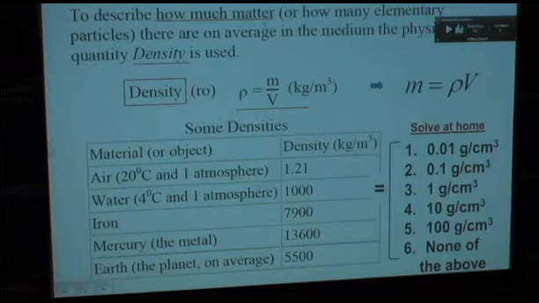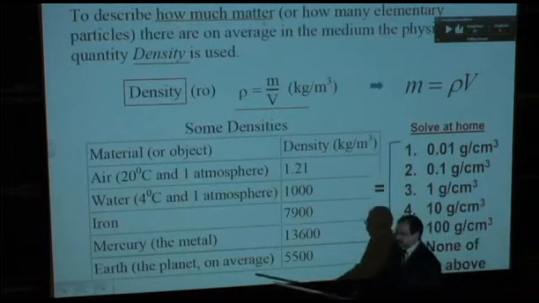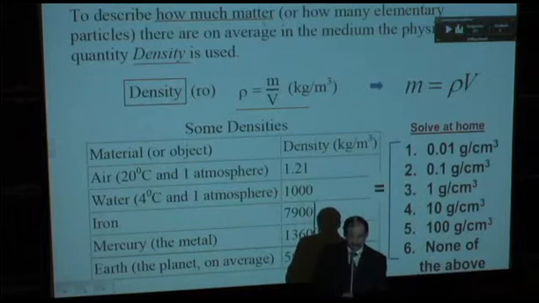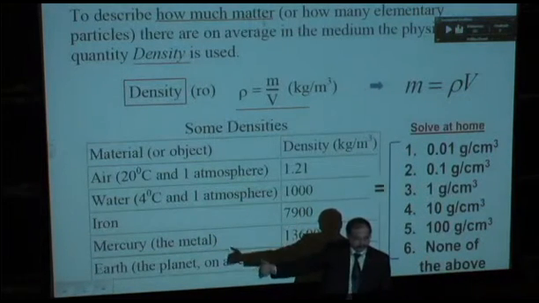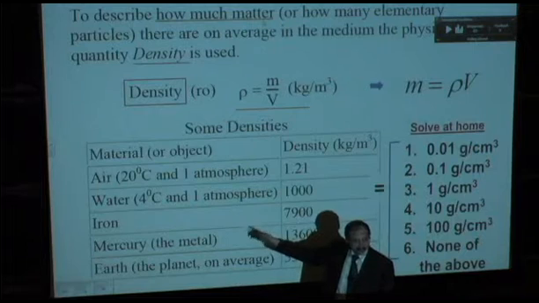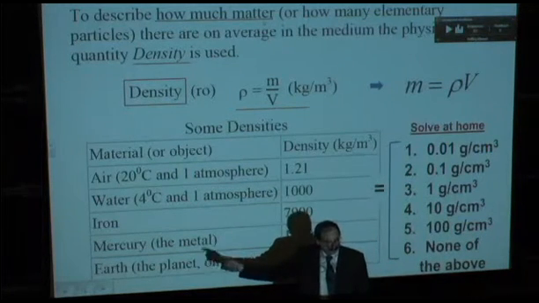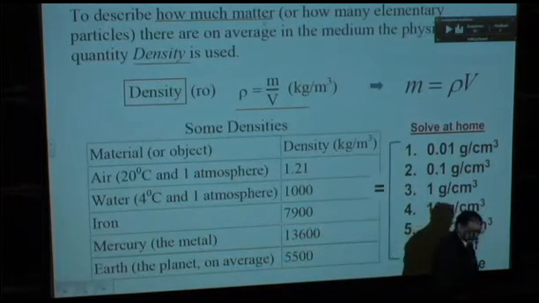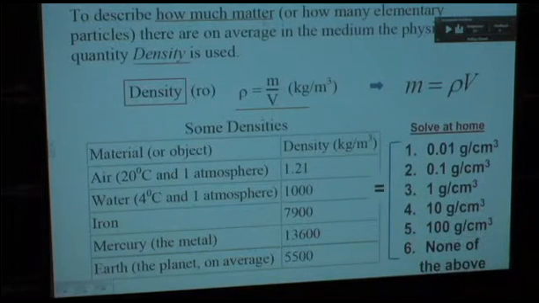Density of water, if we use the international system of units, is 1,000 kilograms per meter cubed. So if you have a cubic meter of water, a large cube of water, it weighs 1 ton, 1,000 kilograms. But we don't use kilograms very often when we talk about this particular topic. We use grams per centimeter cubed. So which of these numbers, that's your homework. I will ask this question on Monday.